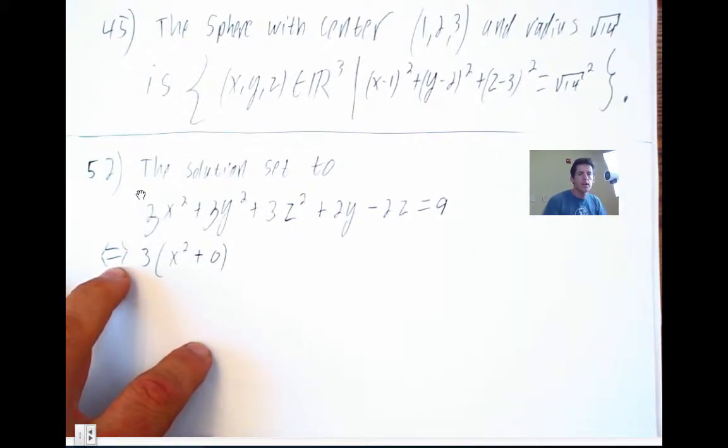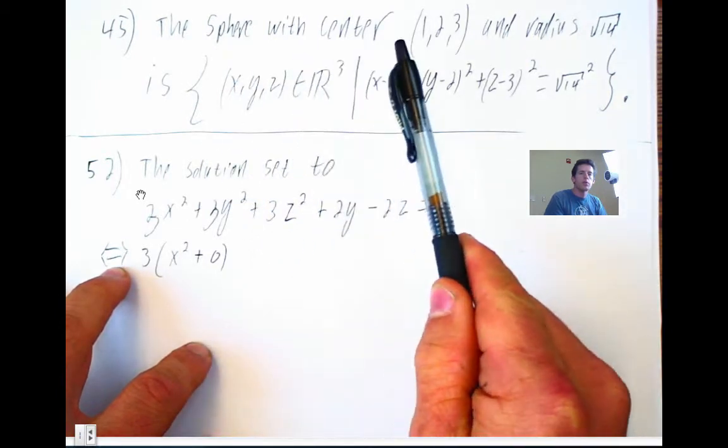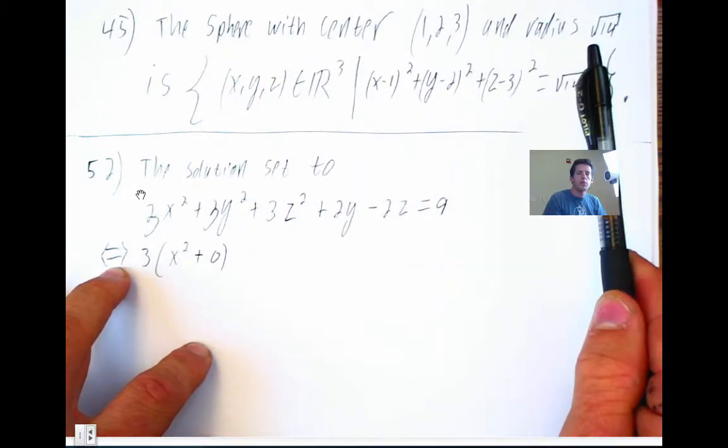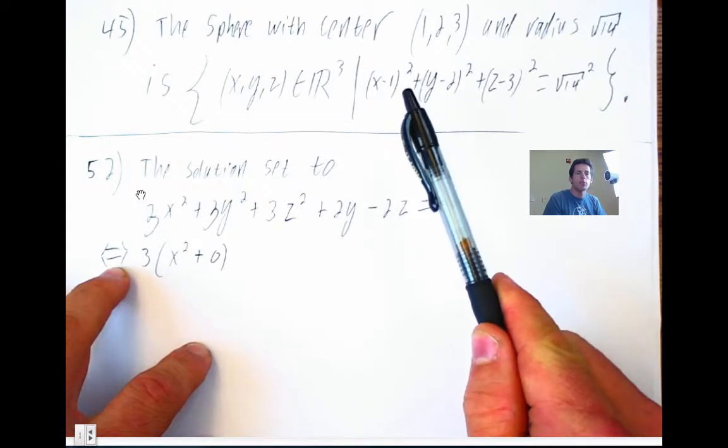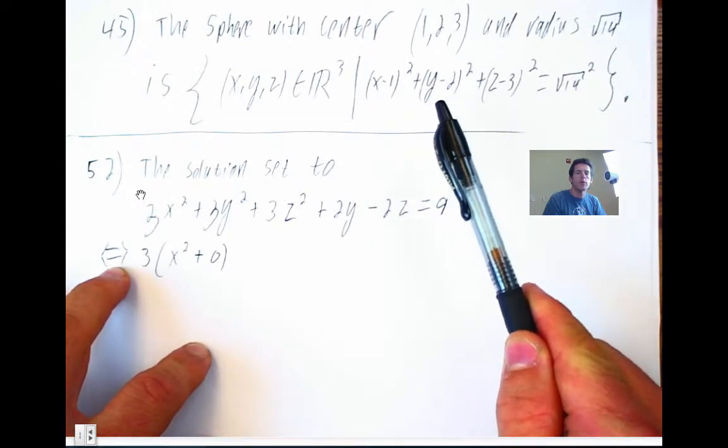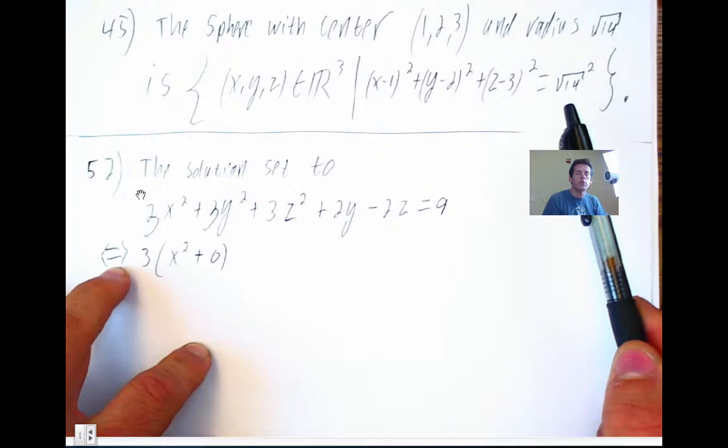That is, you could simply say the set with center 1, 2, 3 and radius square root of 14 is the solution set to the equation x minus 1 squared plus y minus 2 squared plus z minus 3 squared is equal to square root of 14 squared.